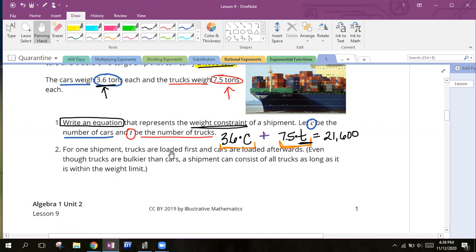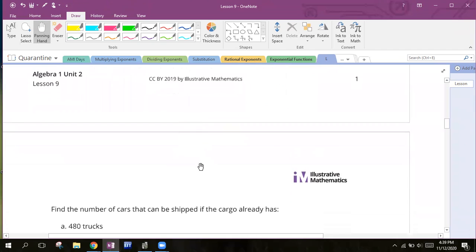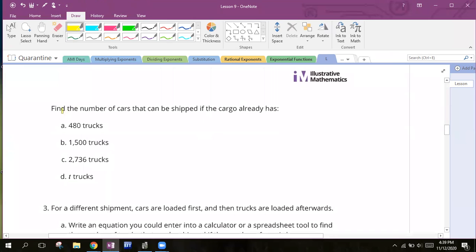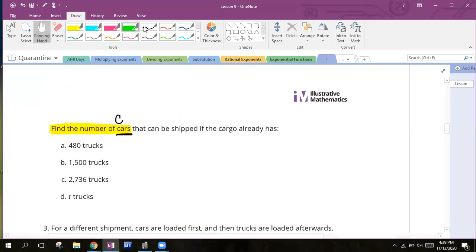It says for one shipment, trucks are loaded first and cars are loaded afterwards. Even though trucks are bulkier than cars, a shipment can consist of all trucks as long as it is within the weight limit. So it says find the number of cars. Because it says find the number of cars, we know that we're going to be solving for C. So just so we don't forget, I'm going to rewrite that equation back here on the top of my paper, so you should too.